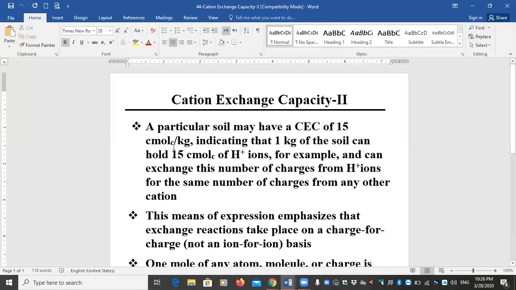15 centimole of charge per kilogram of soil, indicating that 1 kilogram of the soil can hold 15 centimole of charge of hydrogen ions. If the hydrogen ion is the one that's absorbed, it will have 15 centimole of charge. But these charges are provided by hydrogen, for example, and can exchange this number of charges from hydrogen ions for the same number of charges from any other cation. So it doesn't matter what the cation, remember, the same number of charges.